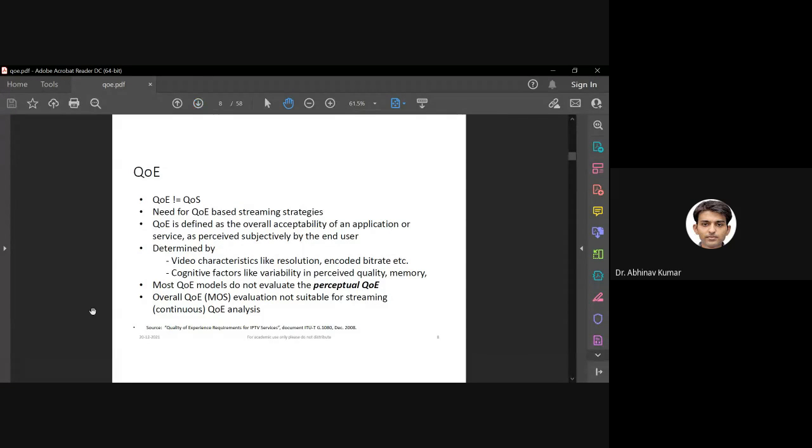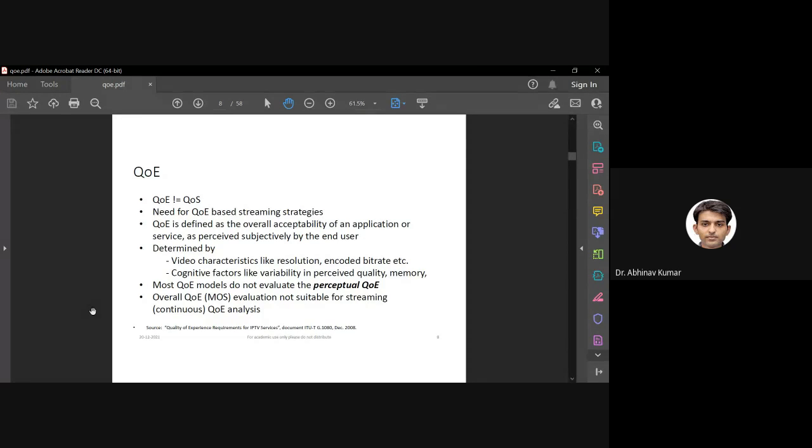As I've already highlighted, quality of experience is not the same as quality of service. For quality of service, we can have different existing streaming strategies. In the interest of time, I'm not going through them, but you can go through some of our papers where we clearly highlight some of the state-of-the-art quality of service-based techniques. And it has also been highlighted in recent works that quality of experience is really important. That is why ITU itself has been working in the direction of quality of experience for a while, in defining what the key requirements are. And overall, you can say it is the acceptability of an application or service.